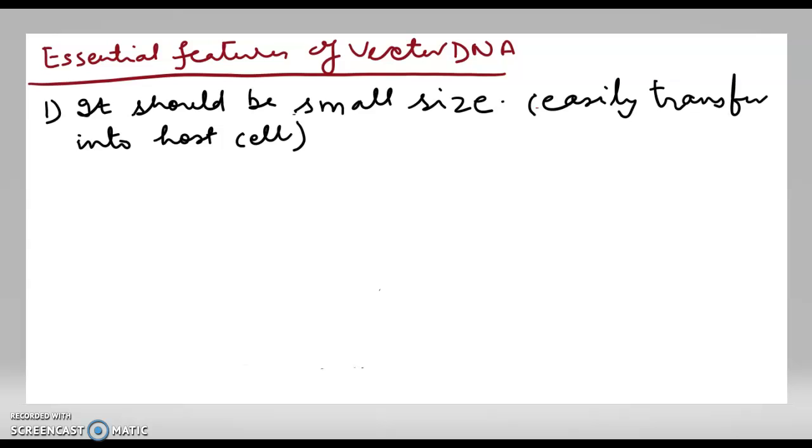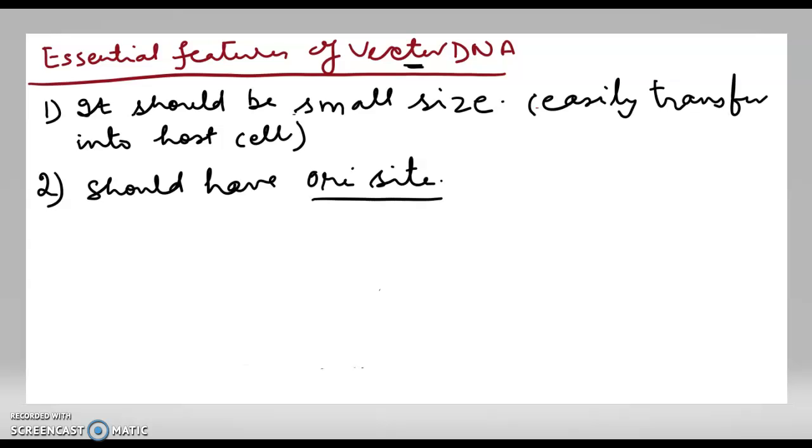Another property is regarding its replication, that vector DNA should have ori site. As we know, whenever we study the process of DNA replication, to start any replication or copying of DNA, there should be one origin site, and that is ori site, origin of replication. Now when vector DNA has this ori site, whenever it is inserted inside host cell, it can replicate autonomously.